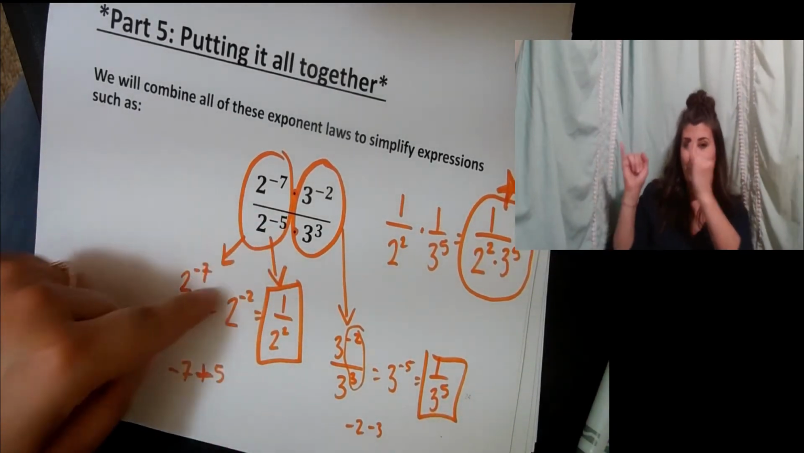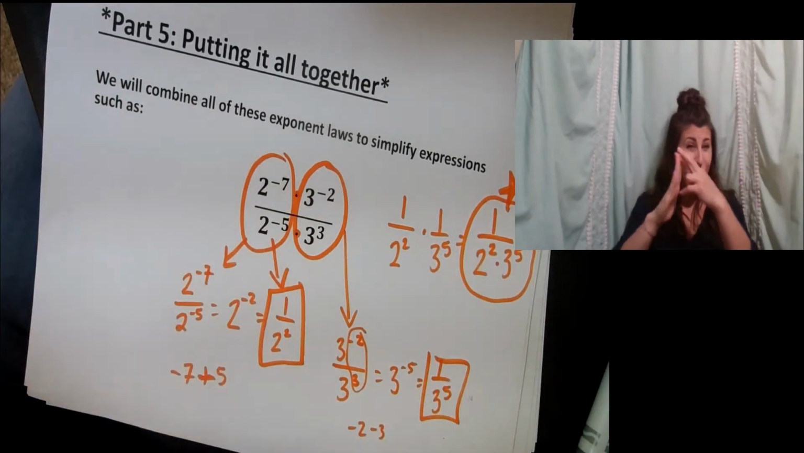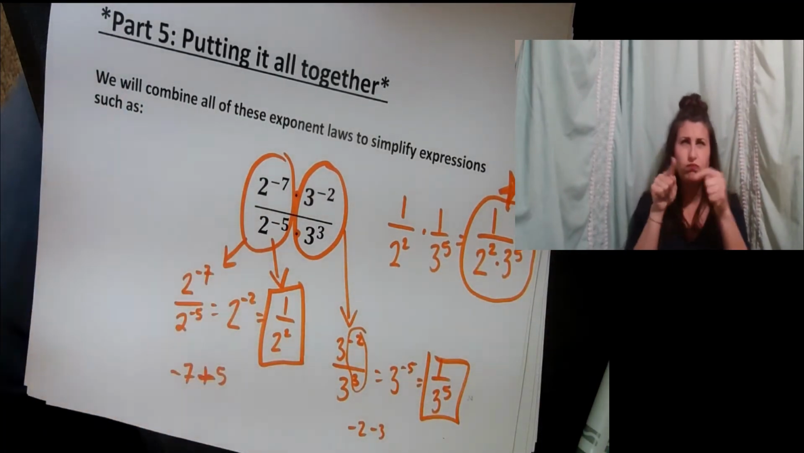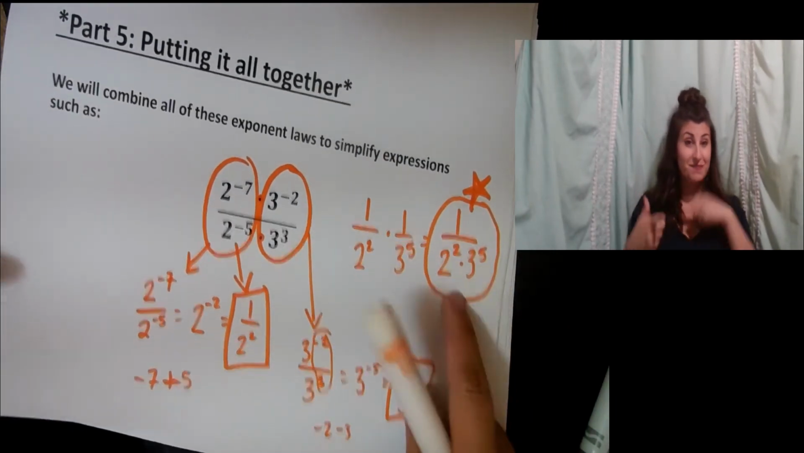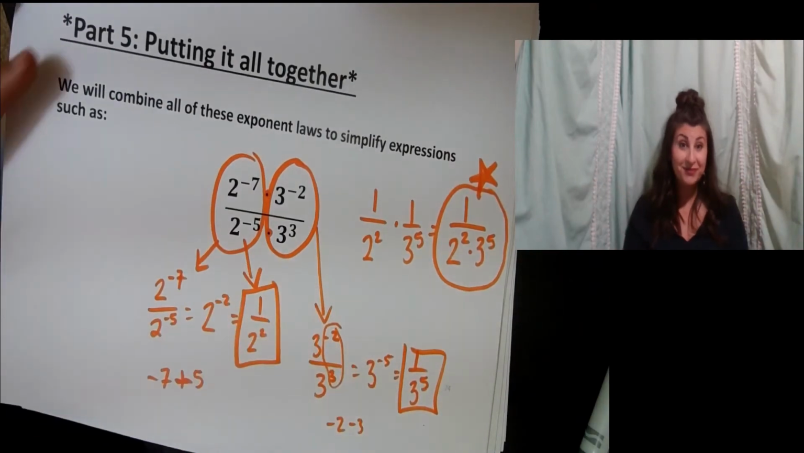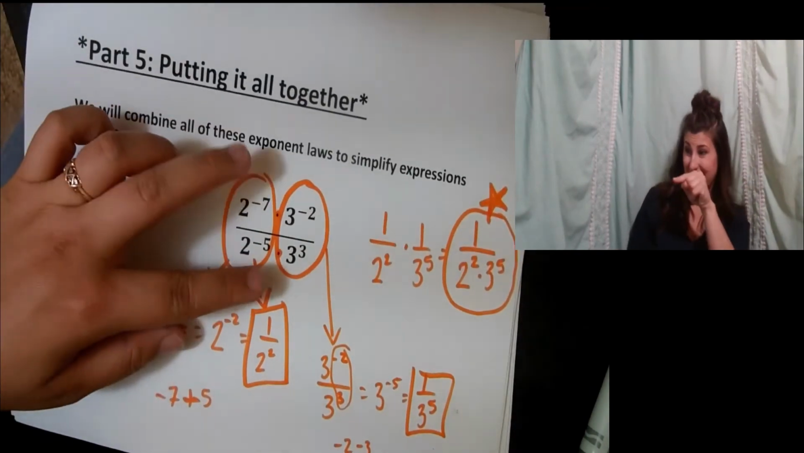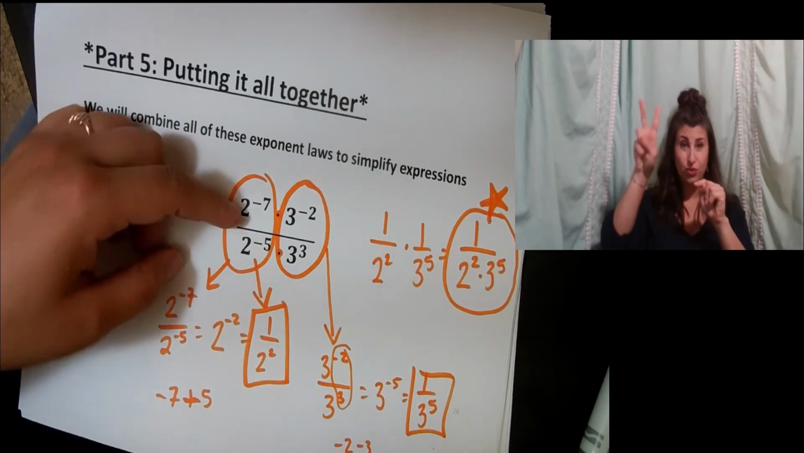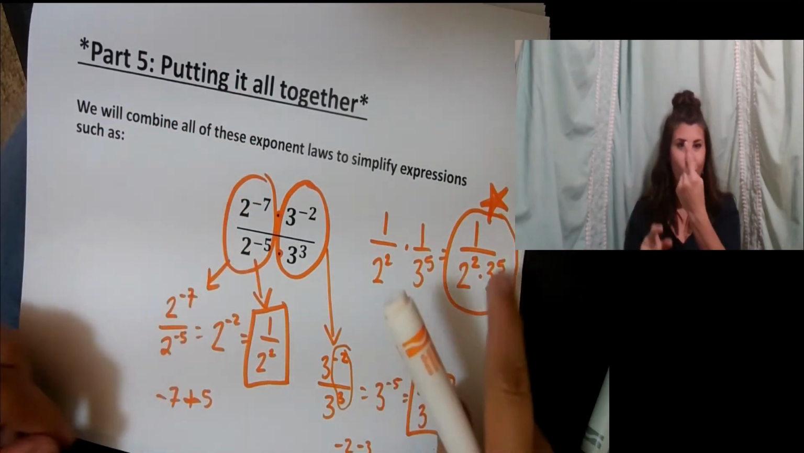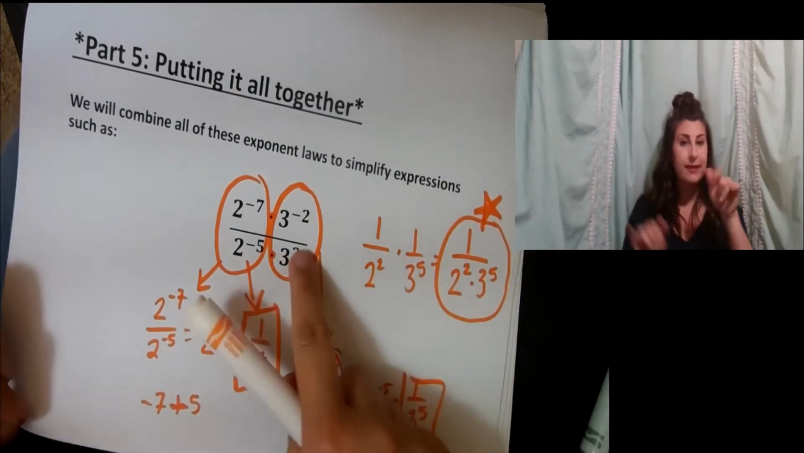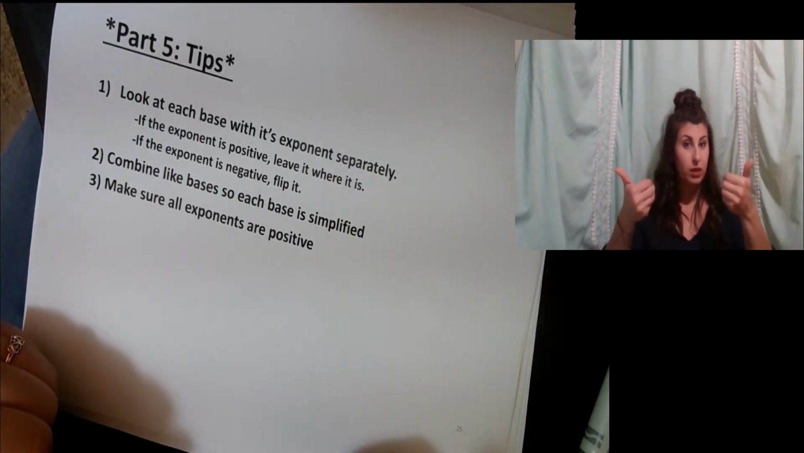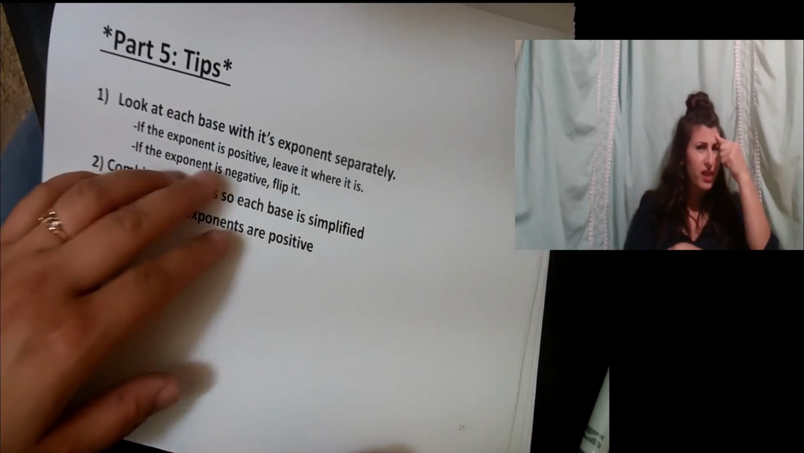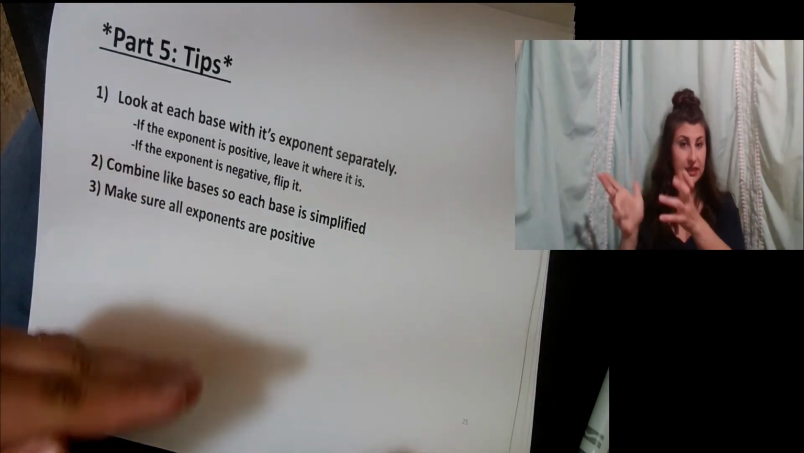Okay. So look at them individually. You're putting all of these rules together, figuring out which strategy you want to use, and then giving me the simplified version of this. Because right here I have a base of 2 on top and a base of 2 on bottom. Combine it so that it's only one base of 2. Okay, same thing for the 3's. So look at each base with its exponent separately. Okay, you can also think of it as if the exponent is positive, leave it where it is. If the exponent is negative, flip it.